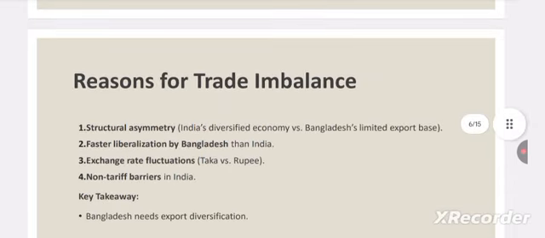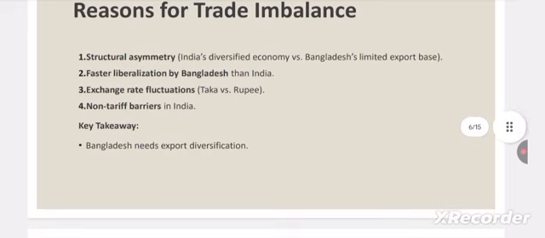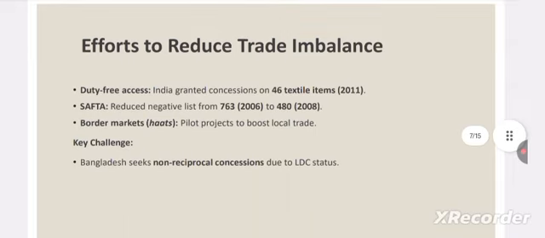Reasons for trade imbalance, we can say: structural asymmetry, India's diverse economy versus Bangladesh's limited export base, faster liberalization for Bangladesh than India, exchange rate fluctuations like taka versus rupee, and non-tariff barriers in India. Key takeaway: Bangladesh needs export diversification to reduce trade imbalance.